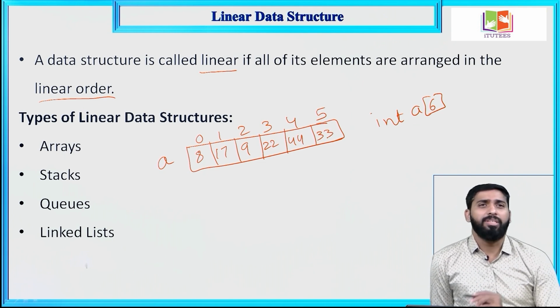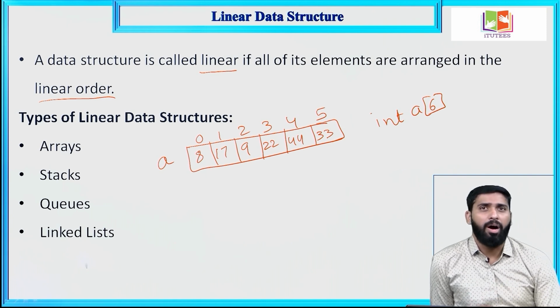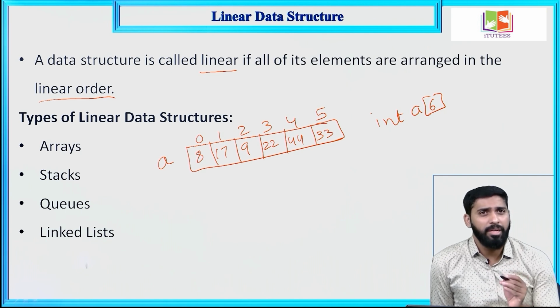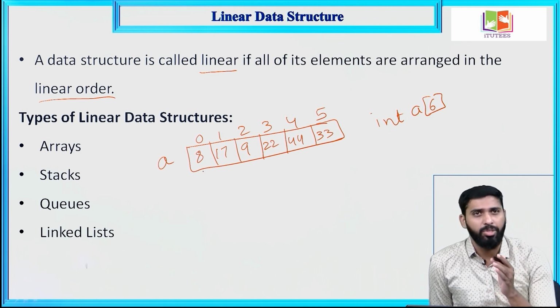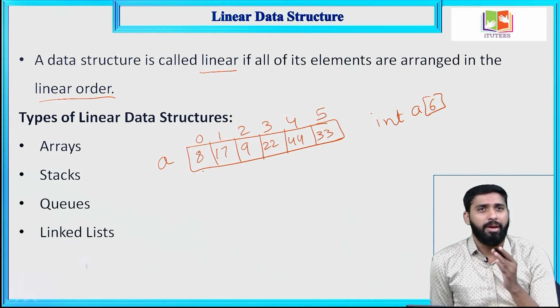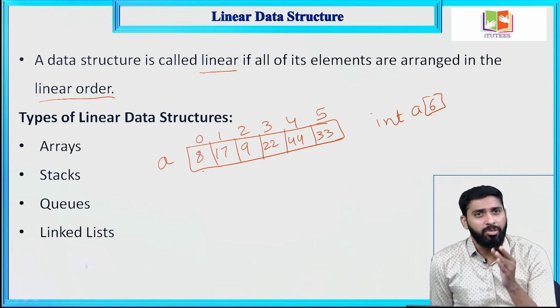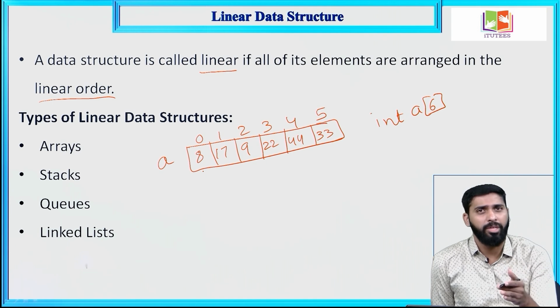Now, so what is linear data structure? A data structure is called linear if all of its elements are arranged in the linear order. So what is the linear order? The first number 8 is stored as the first number. 17 is the second number, so it is stored after 8. After 17, 9. After 9, 22. After 22, 44. After 44, 33.